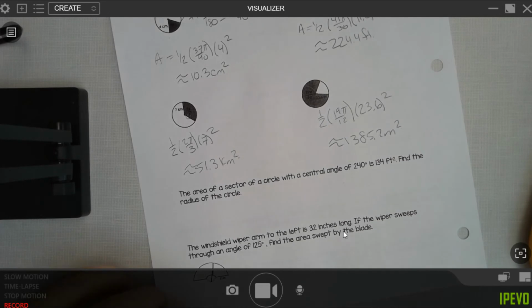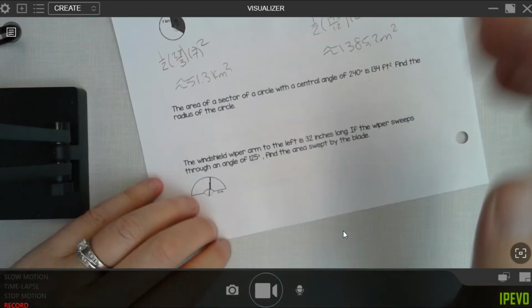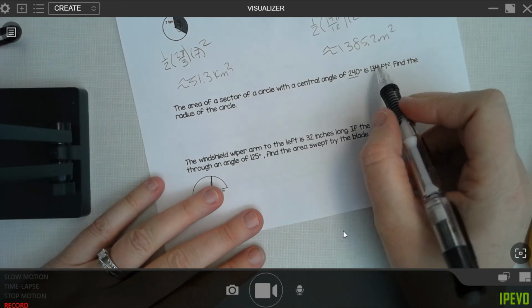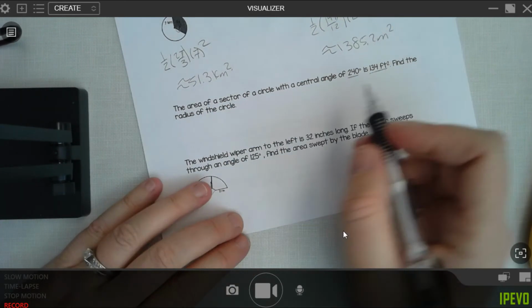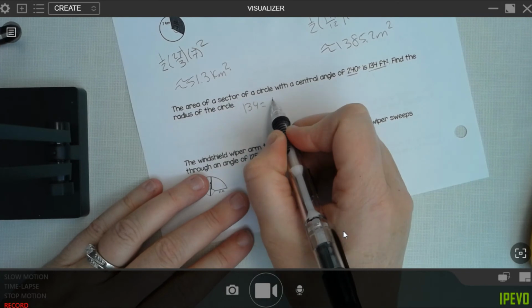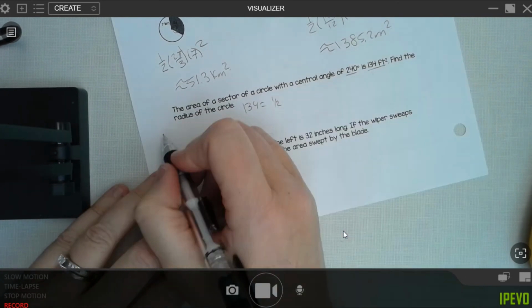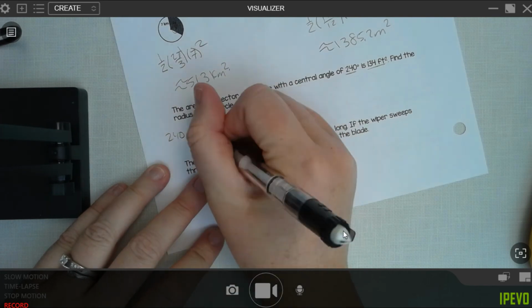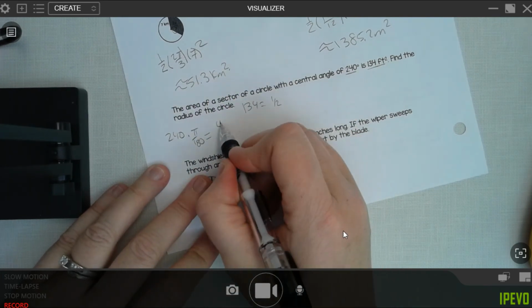So our last two. The area of a sector of a circle has a central angle of this, and the area is that. Find the radius. So the area is this. We have 1/2, and I need to change this angle to radians. So I'm going to do 240 times pi over 180 and reduce that. That'll give me 4 pi over 3.